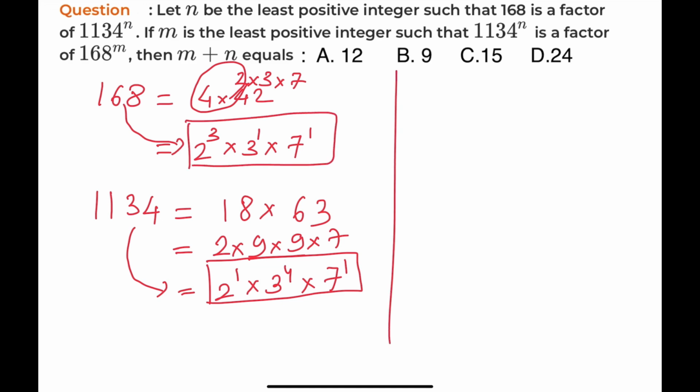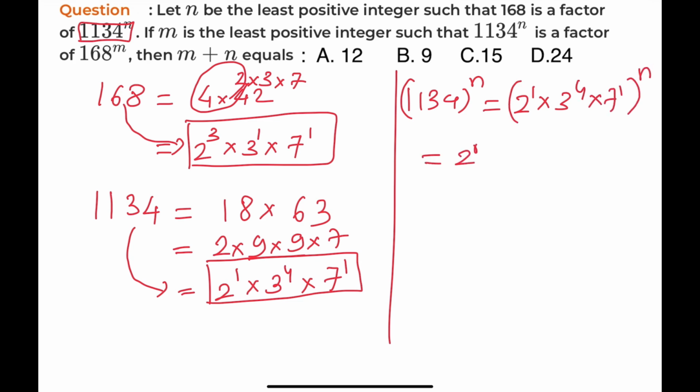Now if you observe this question carefully, guys, the question tells us that 168 is a factor of 1134 raised to n. Now 1134 raised to n will actually be, using the properties of indices, 2 raised to 1 into 3 raised to 4 into 7 raised to 1, the whole raised to n. This would become 2 raised to n, 3 raised to 4n, into 7 raised to n. Now the question says this number has a factor 168, and 168 is 2 raised to 3 into 3 raised to 1 into 7 raised to 1.